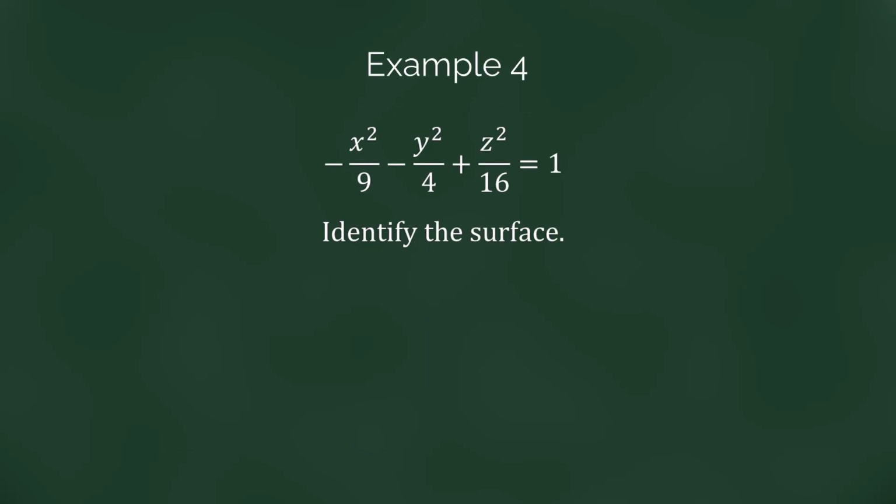Okay, hopefully by now you've gotten a hang of finding the intercepts and traces. So for this one, we're just going to examine the equation, and we're going to see if we can identify the surface. So we've got a couple of things that are important. We've got a negative sign here and another one here. So we have two negative signs, and this thing is adding up to equal 1. So that tells us that this is going to be a hyperboloid.